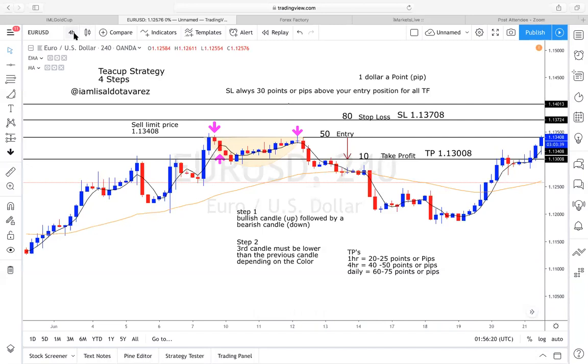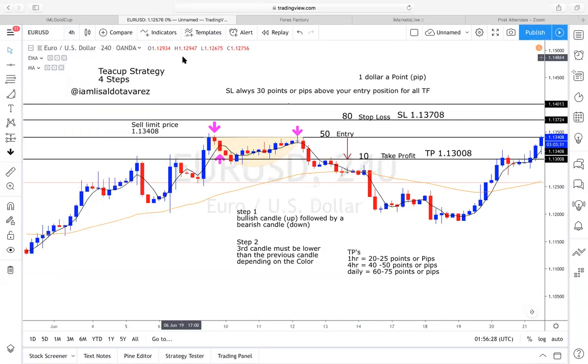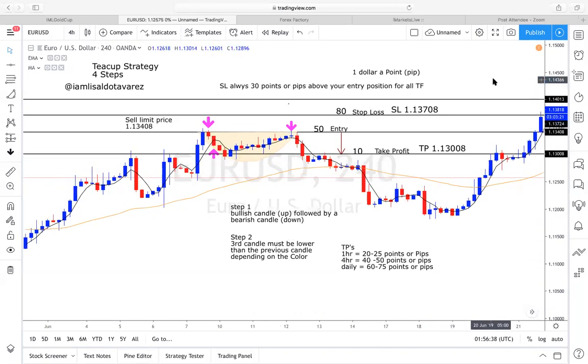Right here, look, this is the 4 hour. You got 1 hour, 4 hour, and you got daily. And this strategy is always sells, guys. The teacup strategy, the regular teacup strategy is only for sells, right? Now, let me copy this.